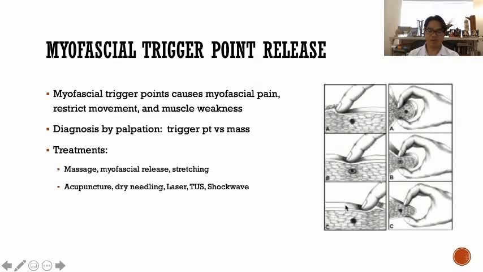So this is actually the way to diagnose a trigger point, but it is also a good way to release the trigger point as well. Once you find it, you can just keep doing that to help release the myofascial trigger points. There are a lot of other ways to do it. Massage, I tend to use myofascial release technique, just kind of stretch out the muscles, or even just basically stretching the joints. When you stretch the joint, you're going to stretch the muscle as well. That's going to help relieve some of the trigger points.